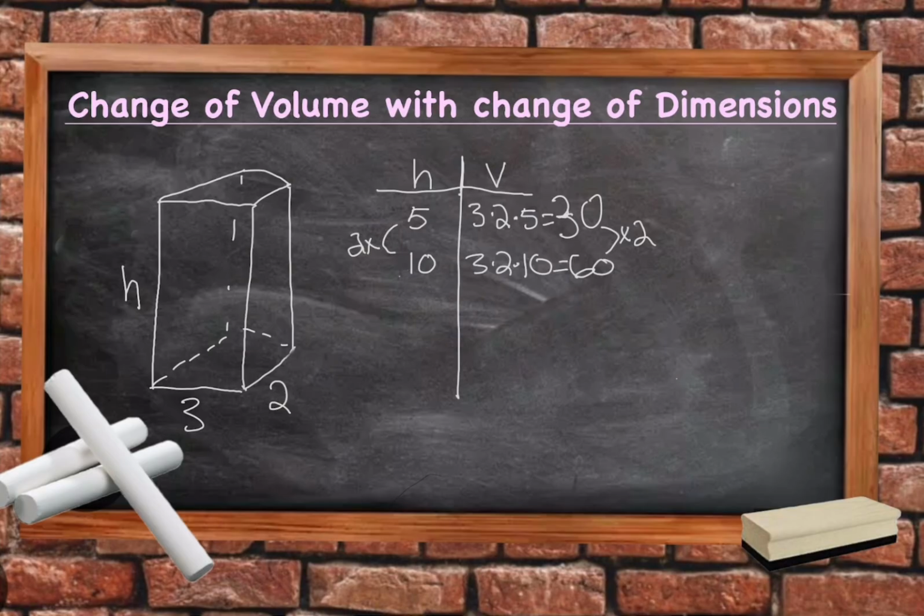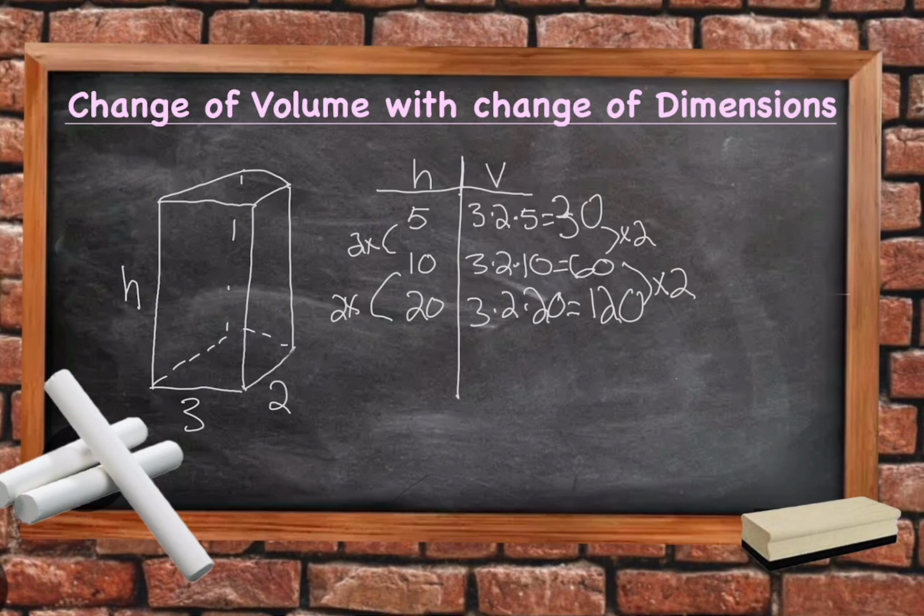Let's double the height again. So 10 times 2 is 20. Again, we're doubling. So this is 20. Now let's plug it in. 3 times 2 times 20 equals, or 6 times 20 is 120. Again, it doubled.